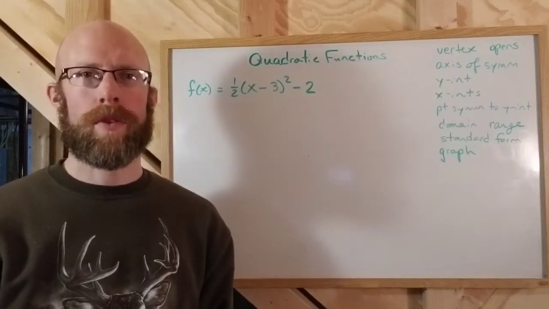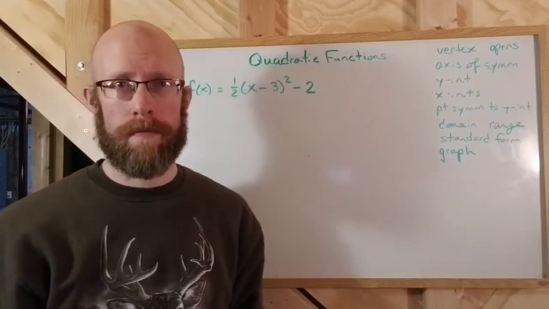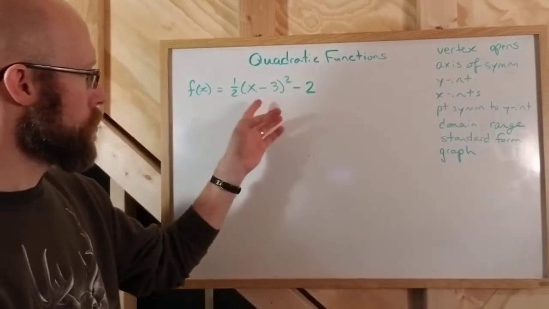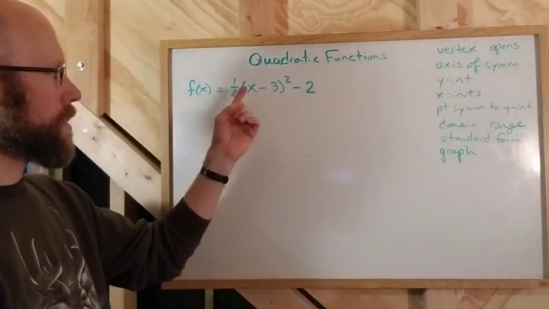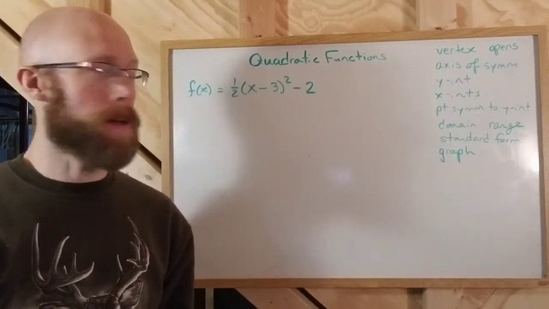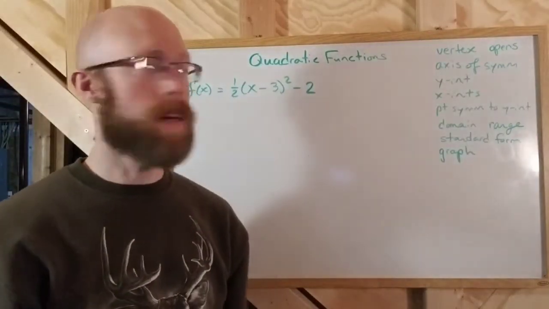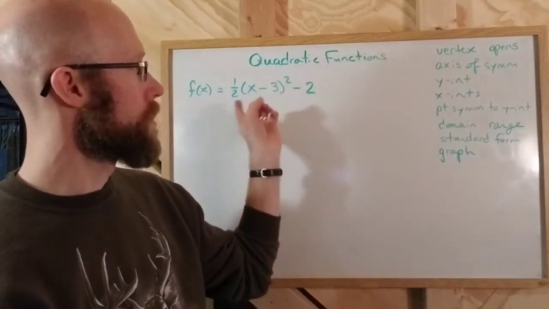Alright, I'm going to run through an example now of a quadratic function in vertex form. Okay, so you can see this is in vertex form. It's in the a times x minus h squared plus k format. And I've got a list of things that we're going to try to find based upon that equation.